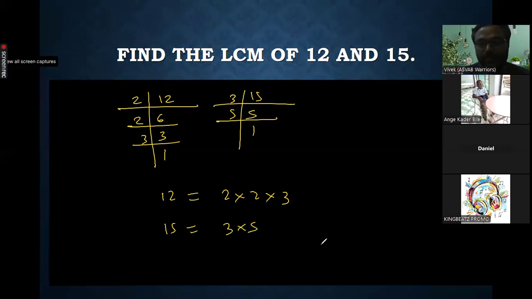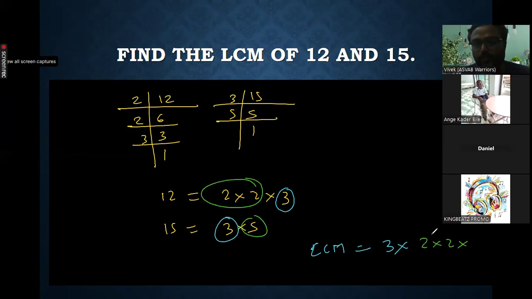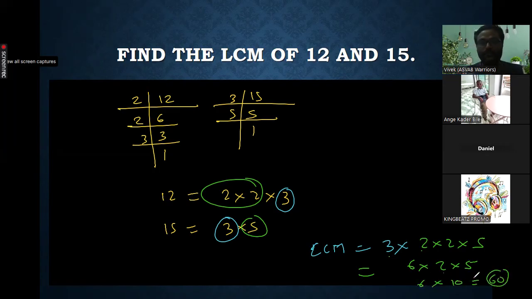So the LCM will be, initially you take down the common factors once, 3. Then you multiply with all the remaining numbers. What are the remaining numbers? 2, 2 and 5. So 3 times 2 is 6, times 2 is 12, times 5 is 60. So 60 is the least common multiple that 12 and 15 have.